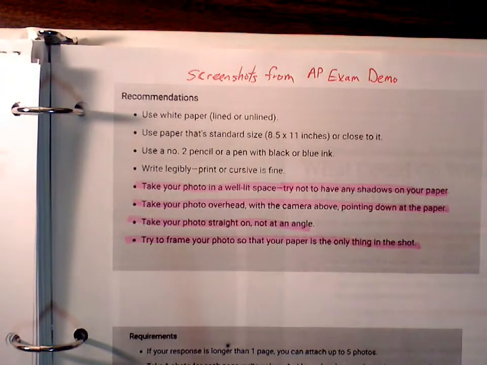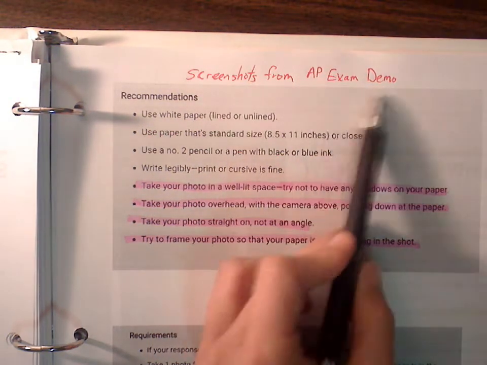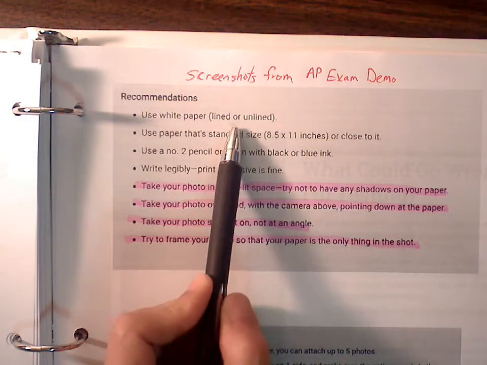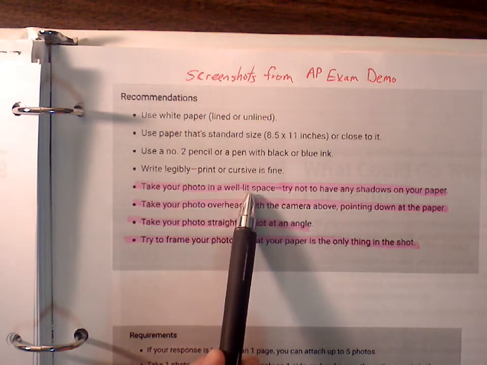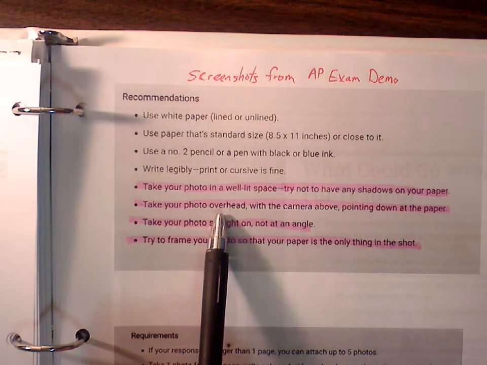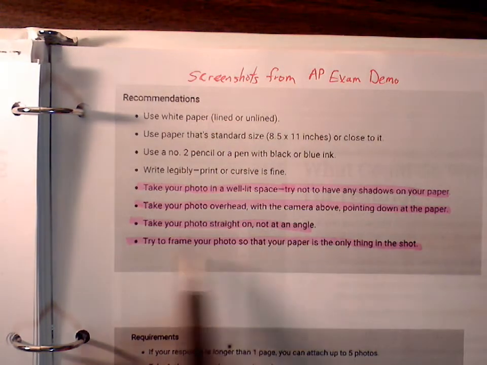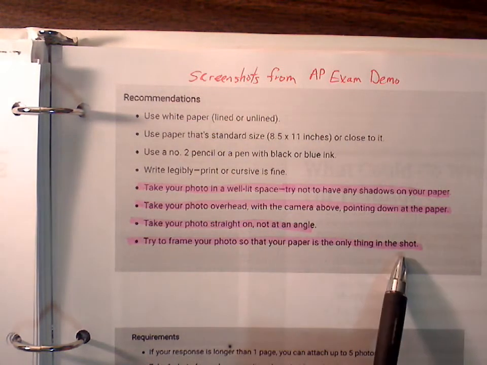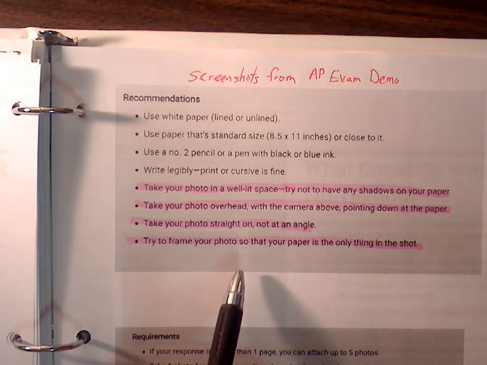All right, a couple of recommendations as you are submitting your photo, and hopefully you'll get a chance to do this on the AP exam demo. You're going to use a white paper, either lined or unlined. You're going to write legibly. You're going to take a photo in a well-lit space, so make sure there's plenty of light in the room that you're taking the test. Take your photo overhead with the camera above, pointing down at the paper. Take your photo straight on, not at an angle, and try to frame your photo so that your paper is the only thing in the shot. As soon as you take your photo, double check and make sure the photo is legible and everything is clear.